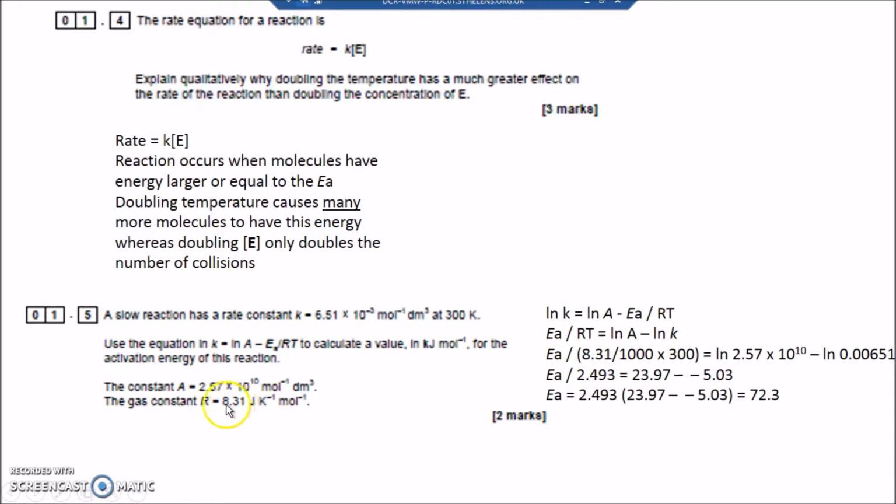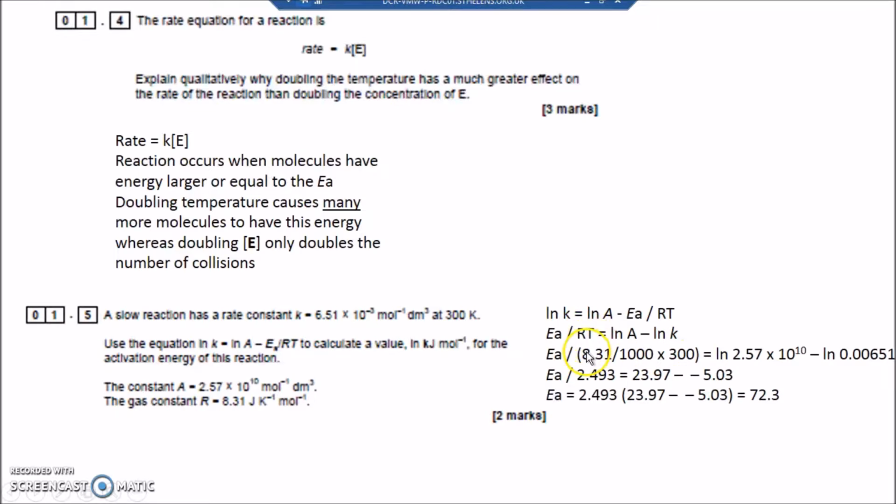The only thing we've got to be careful of is that it says the gas constant is in joules per kelvin per mole, and it wants it in kilojoules. So I've got to convert that joules into kilojoules. Now a joules into a kilojoules, small into large, is a divide by 1,000. So 8.31 divided by 1,000 multiplied by 300. RT is 8.31 divided by 1,000 multiplied by 300. That's the temperature, 300 kelvin.